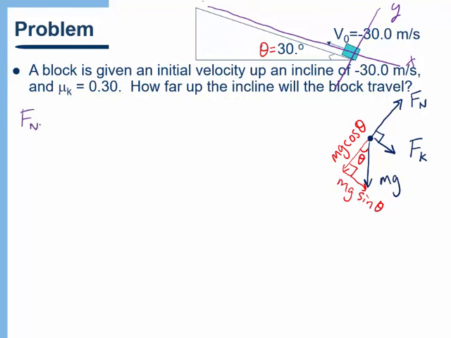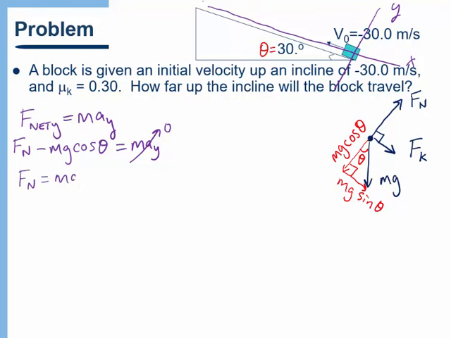The net force in the y direction is equal to m a_y. Again, always starting with Newton's second law for each component. Now, in the y direction, which is the direction perpendicular to the incline, we have the normal force, and then we have that component of gravity, so minus mg cosine theta. And we know that the acceleration in the y direction is 0, because that's why we rotate the axes, because there's no acceleration perpendicular to the incline. Therefore, we learn that the normal force, once again, is mg cosine theta.